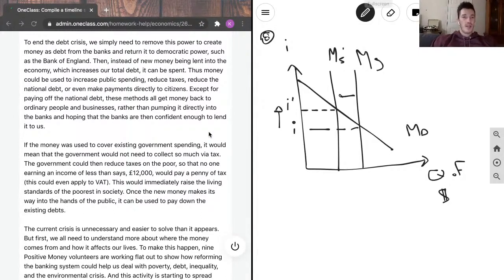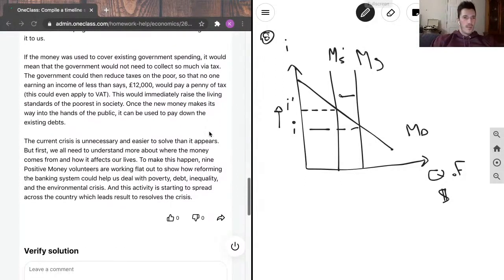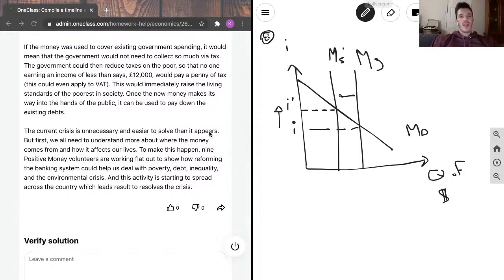Except for paying off the national debt, these methods all get money back to ordinary people and businesses rather than pumping it directly into the banks and hoping that the banks are then confident enough to lend it to us. If the money was used to cover existing government spending, it would mean that the government would not need to collect so much via tax. The government could then reduce taxes on the poor so that no one earning an income of less than, say, 12,000 euros would pay a penny of tax. So immediately raise the living standards of the poorest in society.